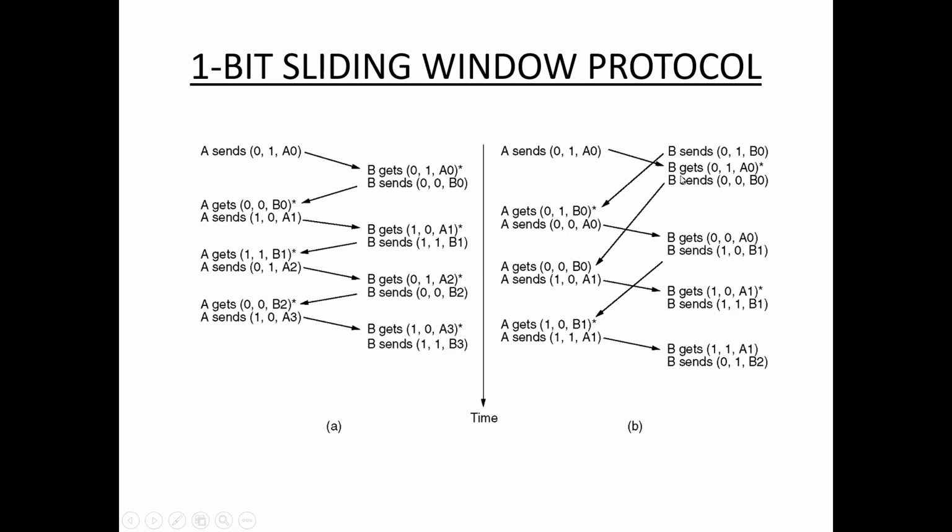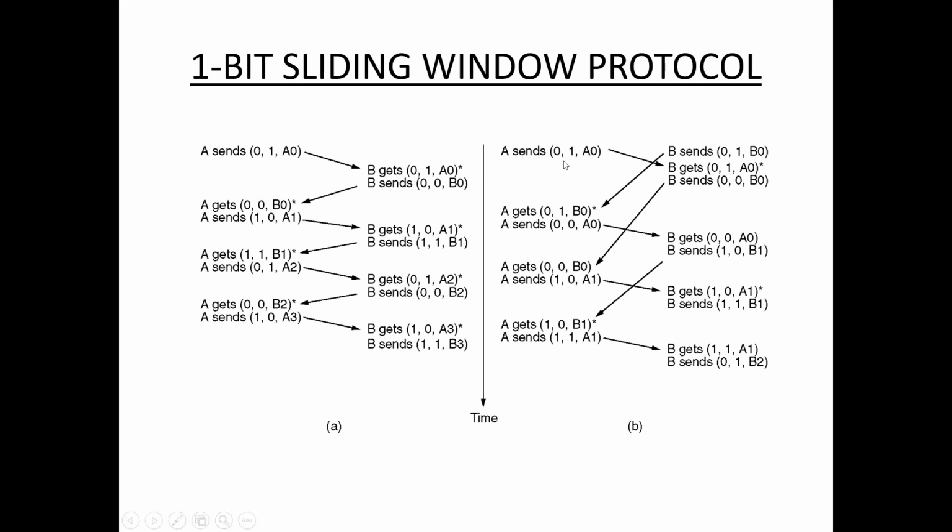Once again B unnecessarily resends 0, 0, B0. So in scenario B, there are duplicates. And here A gets this 0, 1, B0. And next A unnecessarily resends 0, 0, A0. Why? Because A already sent 0, A0. So this is unnecessary. So in scenario B, there are duplicates.